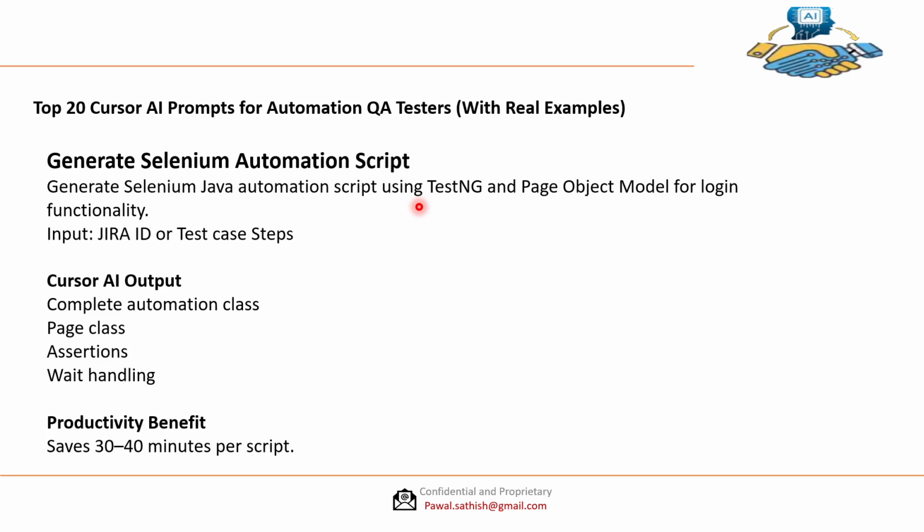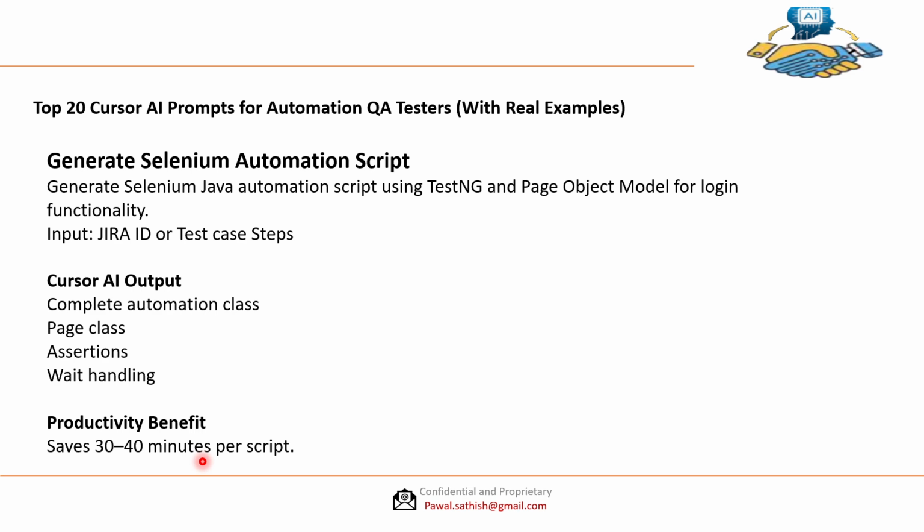But the prerequisite is, if you are giving the Jira ID, we need to make sure that your Cursor AI is integrated with Jira. And if you are using Playwright, we need to change the prompt. We need to mention: generate Playwright with .NET using page object model for login functionality, and we need to give the Jira ID reference.